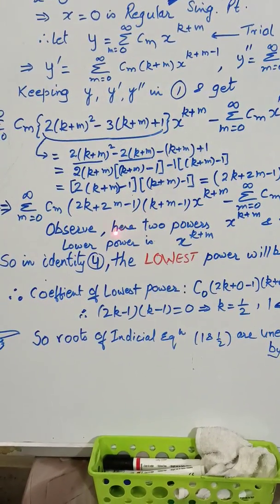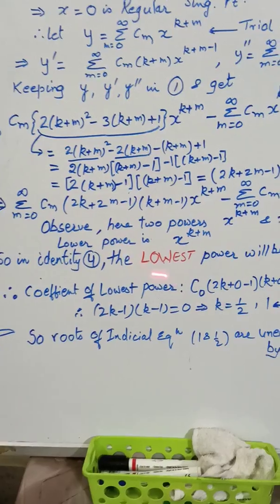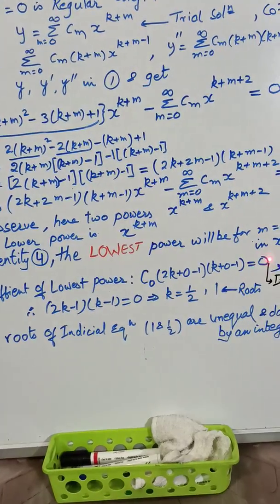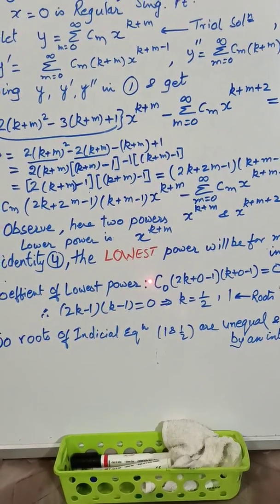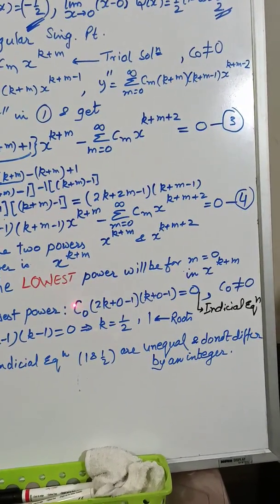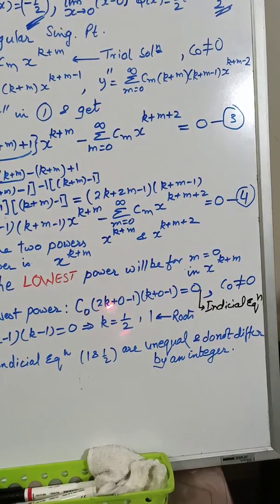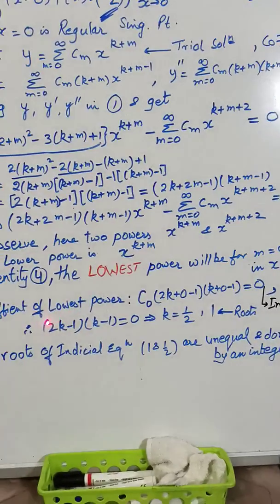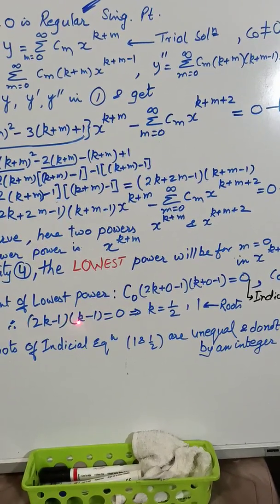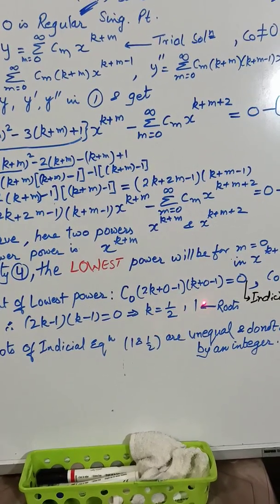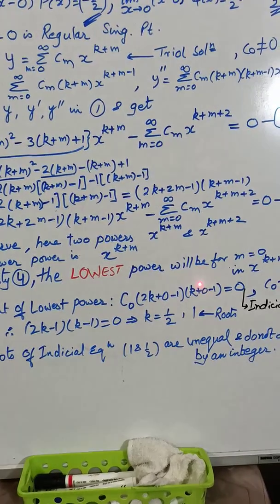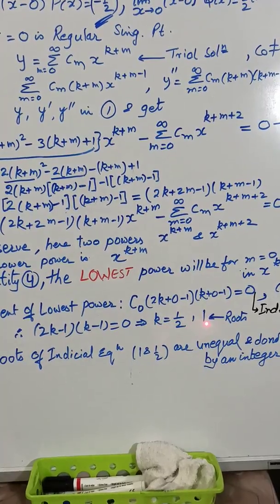So from this identity 4, what I have got as the coefficient is C0 (2k + 0 - 1)(k + 0 - 1) equal to 0, and this is the indicial equation. Now we know that C0 is not equal to 0. So in this product, if C0 is not equal to 0, then the whole remaining thing is equal to 0. So that means (2k - 1)(k - 1) equals 0. So these are the two brackets, giving me values of k as 1/2 and 1. These are the roots of the indicial equation. So here we have found the indicial equation and we have found the roots of the indicial equation.